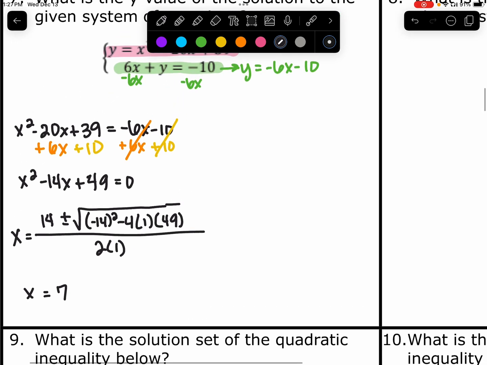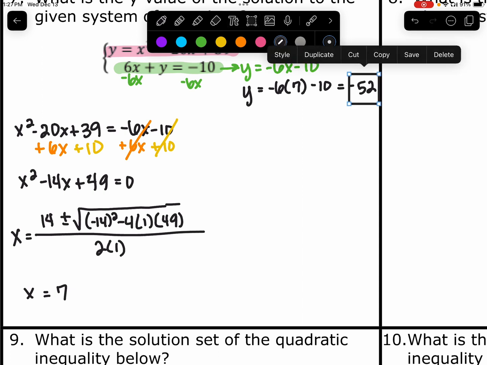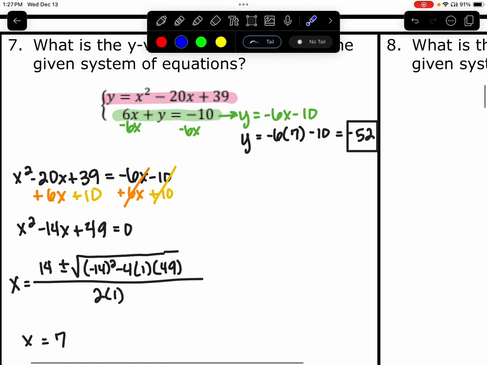This question is asking for the y value, so we're going to take this 7, and I'm going to plug it back in up here. So y equals -6 times 7 minus 10. So I'm just plugging it back in. And typically I would tell you to plug it into the original one to avoid any mistakes, but yeah. So that's going to be -52 for the y value. And if you plugged it into the quadratic, the pink one right here, it would also give you -52. Go ahead and try number 8.